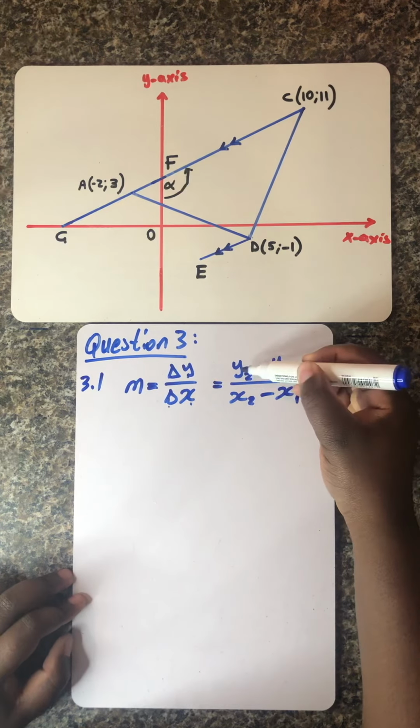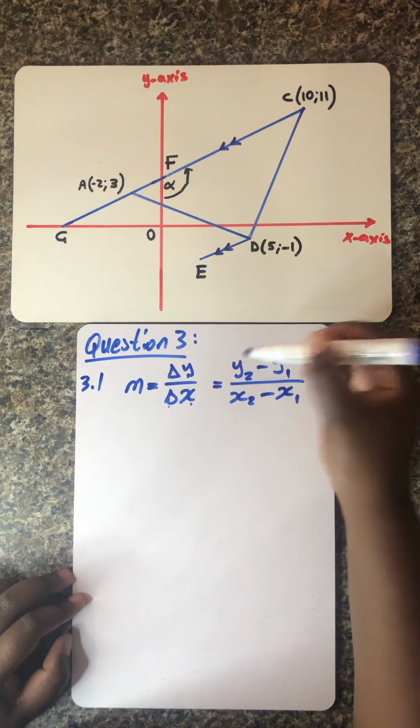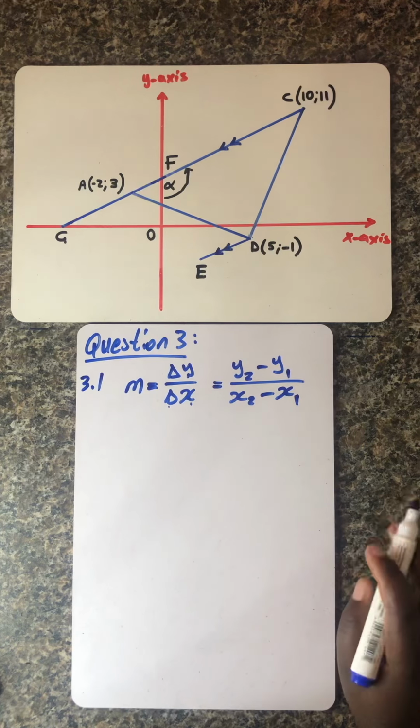So that means if this is your x2, it should go with the corresponding y2. This is the y1, should go with the corresponding x1. Okay, so guys, very, very much important. So now I notice they want me to calculate the gradient, and this is the formula for calculating the gradient. So that means I must have the values of x and y, which is the coordinates.